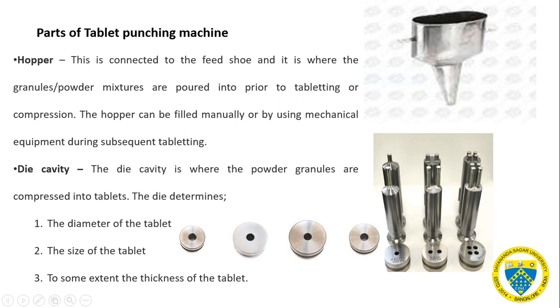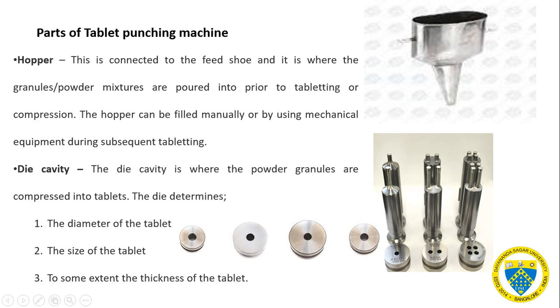The hopper can be filled manually or by using any mechanical equipment. If it is filled manually, it is done by the label, or the V-cone blender, whatever we use for mixing of the granules, can directly be attached to the hopper, and the granules are poured into the hopper. Then the second part of the tablet punching machine is the die cavity.